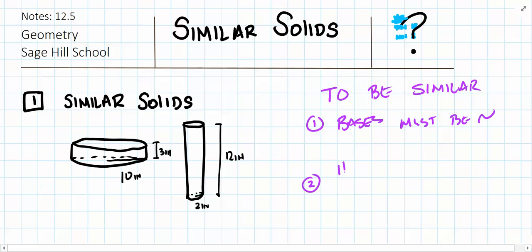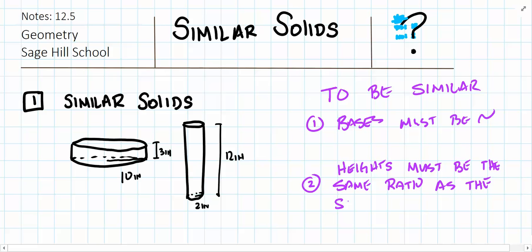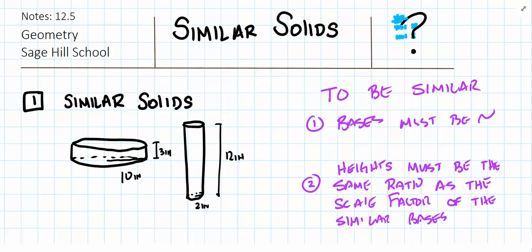The heights must be the same ratio as the scale factor of the bases, the similar bases. Okay. So, what does that mean? The heights have to be in the same ratio as the scale factor of the similar bases.